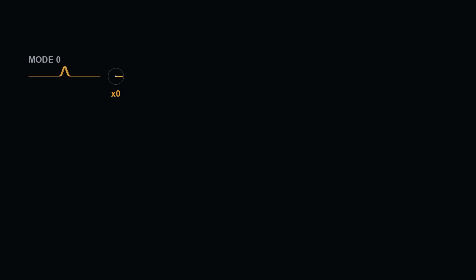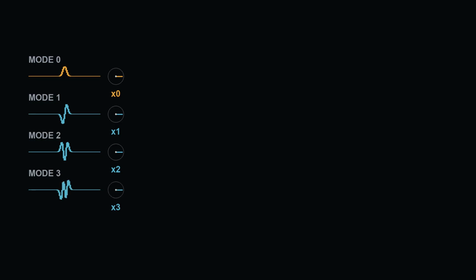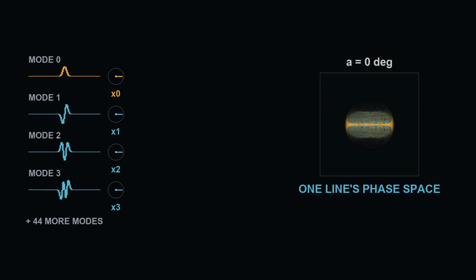Split the line into special shapes. A Gaussian, then the same Gaussian rippled once, twice, 3 times. These are the Hermite Gaussian modes, and Fourier does something remarkable to them. It does not change their shape at all. It only advances each one's phase at a rate set by its mode number.